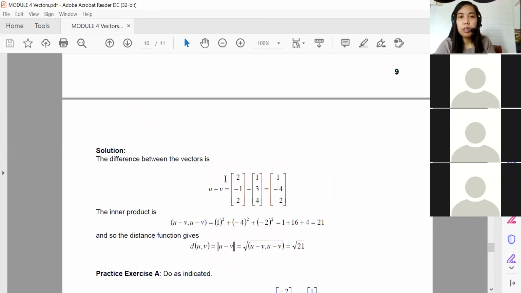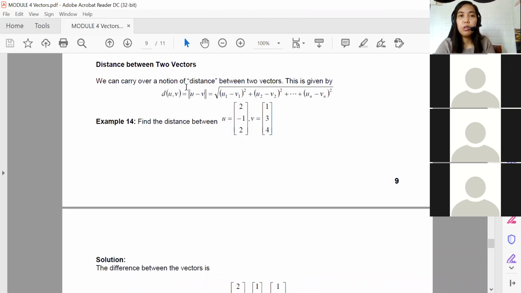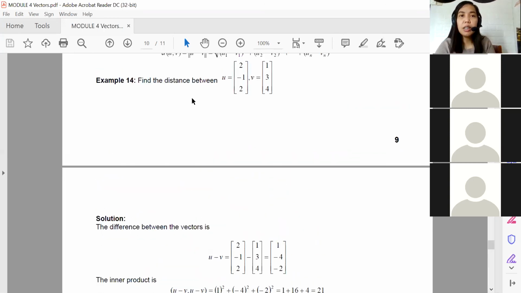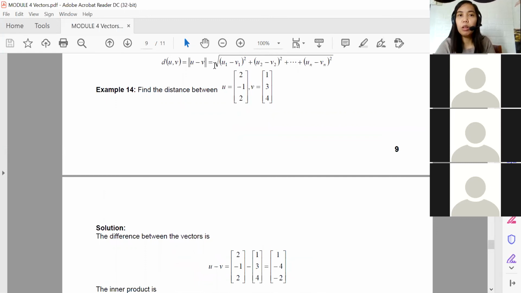So we need to get first the difference, so the difference of the two vectors. So that's U minus V. So 2 minus 1, it's 1. Negative 1 minus 3, it's negative 4. 2 minus 4, it's negative 2. And then, since this is norm, right, the norm of U minus V, sa sarili niya. U minus V and U minus V. Kanina kasi, W, W. Or yung sa una, U, U.